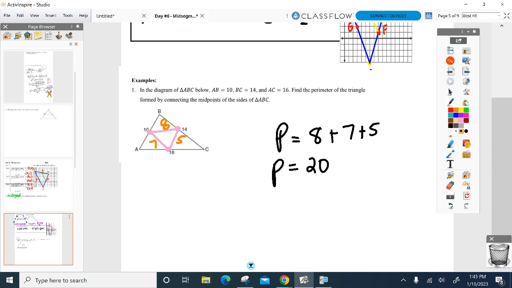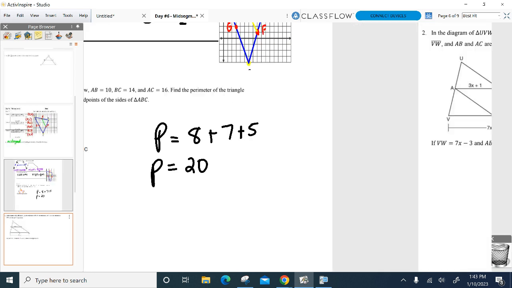Is it half? Or are we just throwing that out there without testing it? Just throwing it out there. What is the perimeter of the larger one? 40. So yes, that also applies to the perimeters. All right, if I connect the mid-segments and form a triangle inside, it's half the perimeter of the original. Good. All right, moving on.